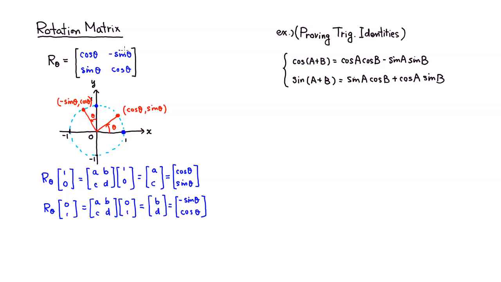There's an interesting application of this rotation matrix to prove trig identities. You've probably seen these two identities, cosine of a plus b and sine of a plus b. Cosine goes cosine, cosine, sine, sine with a negative sign. Sine goes sine, cosine, cosine, sine. Probably in high school you tried to memorize that by going over it over and over. We can actually prove this using matrix multiplication.